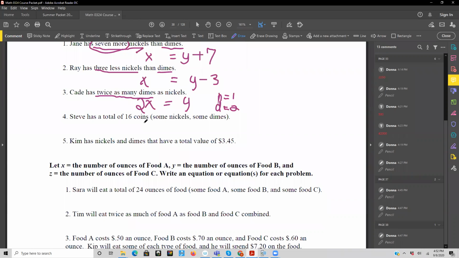Okay. Steve has a total of 16 coins. Total tells me it's a sum, some nickels and some dimes. So a total is just X plus Y, right? So X plus Y has to equal 16.